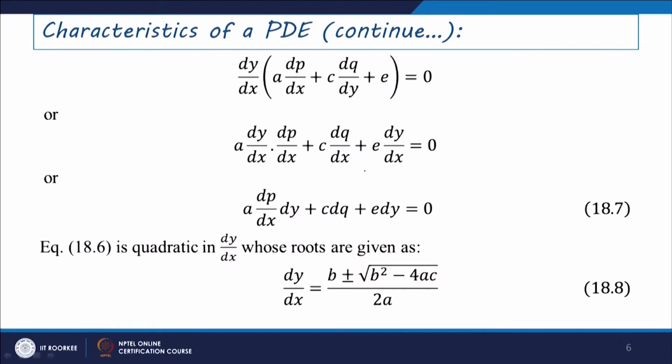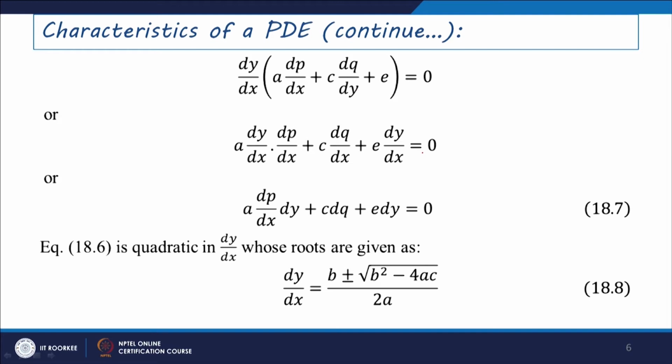So, if you just put this one as 0 here, we can write dy/dx into dp/dx plus c dq/dy plus e equals 0. And obviously, if you multiply this term in the equation, it can be expressed as a dy/dx into dp/dx plus c dq/dx, since dy will cancel out, plus e dy/dx, this equals 0.